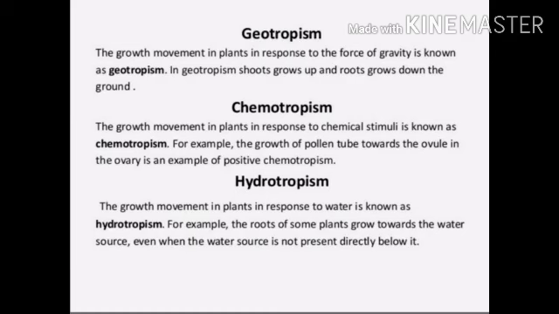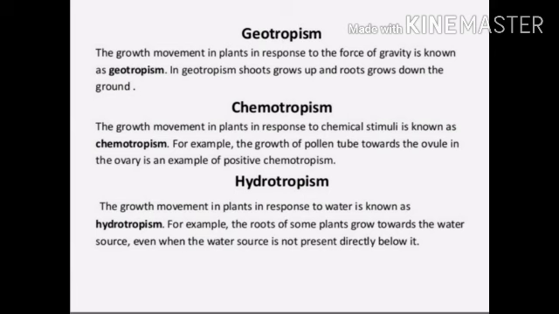Now geotropism. Geo means gravity and tropism, movement toward any stimulus. The growth movement in the plant in response to the force of gravity is known as geotropism. In geotropism, shoots show negative geotropism, very good, and roots show positive geotropism.